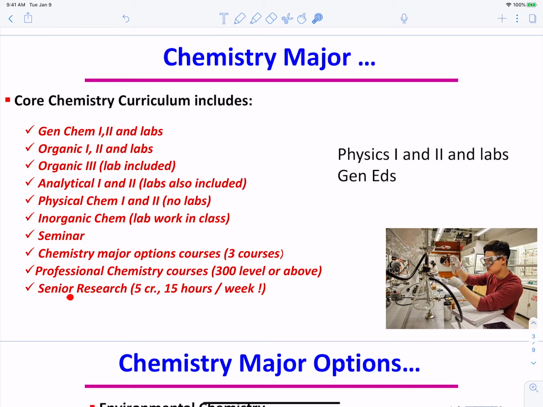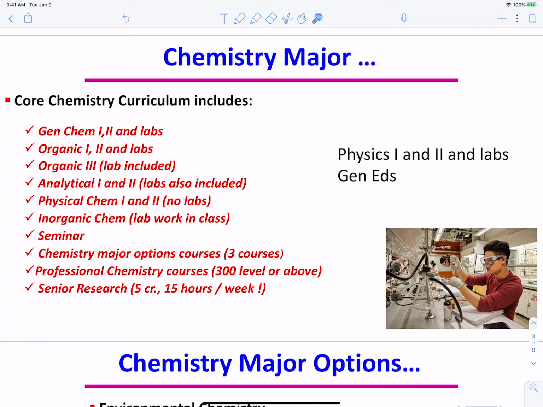In the senior year, there's of course a 5-credit senior research project. This typically involves about 15 hours per week of research in a chemistry lab. Finding a professor to work with is an important thing to do, and it's something that you can actually start doing now, or maybe some of you have already started, looking for people who would be interesting to work with. Just as an aside, of course, physics 1 and 2 with labs is something that you would have taken, and there are, of course, 3 general education courses.